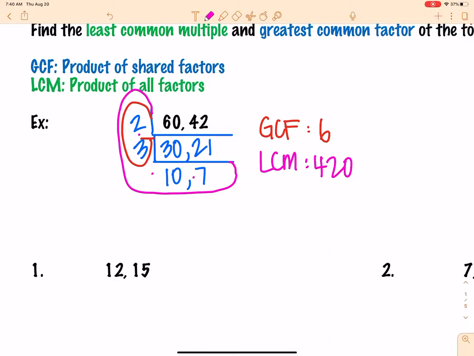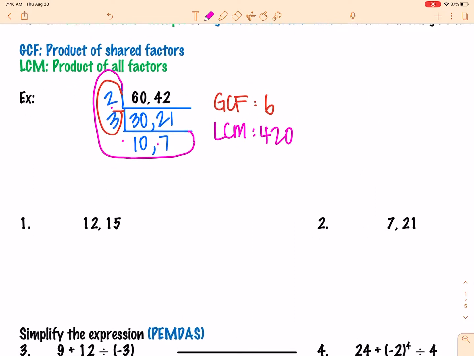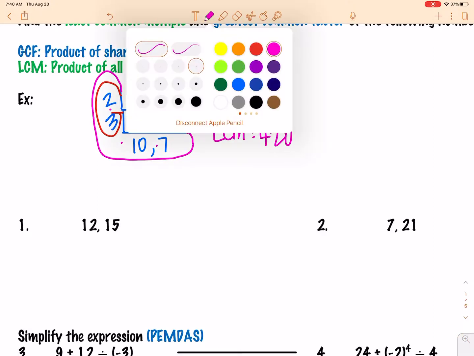Which would be a lot of work if you had to multiply or do multiples of 60 and 42. So quickly, I found the GCF, and quickly I found the LCM of two big numbers. Okay, so let's practice that with 1 and 2 real quick before I let you guys go. So again, you could probably do some of this in your head with the smaller numbers like these, but I just wanted to show you that trick above with some of the bigger numbers.